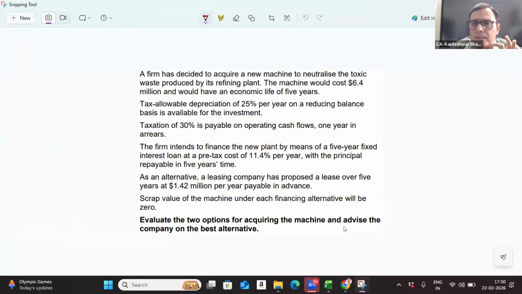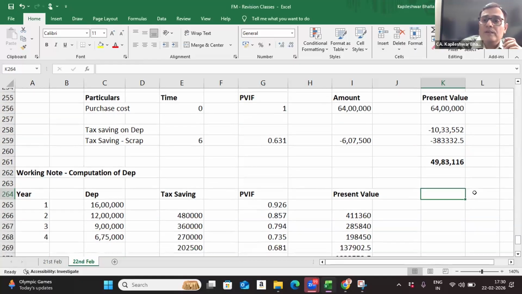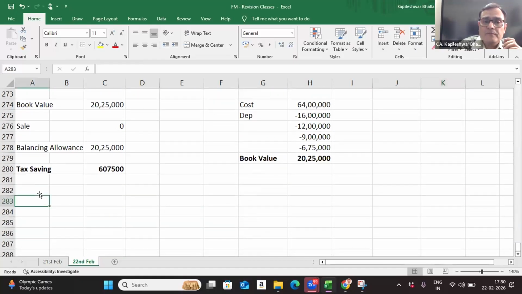So I think the asset cost is done, the depreciation is done, and I guess the terminal value tax savings are done. So we can get the present value of cash outflows. This comes to a total of 49,83,116. Now this is as far as a buy option is concerned, and now we'll go for a lease.